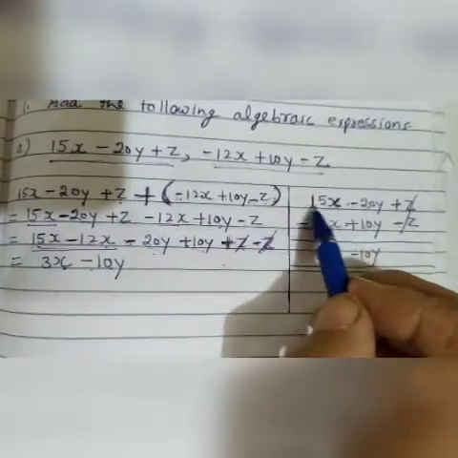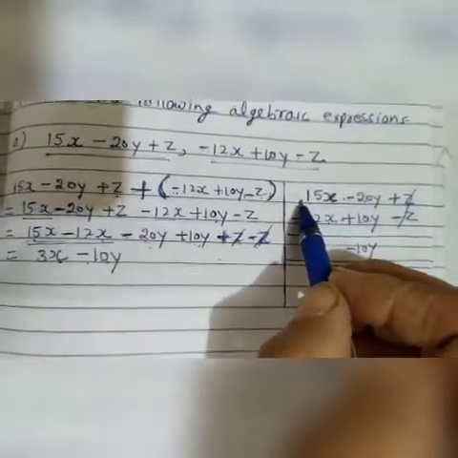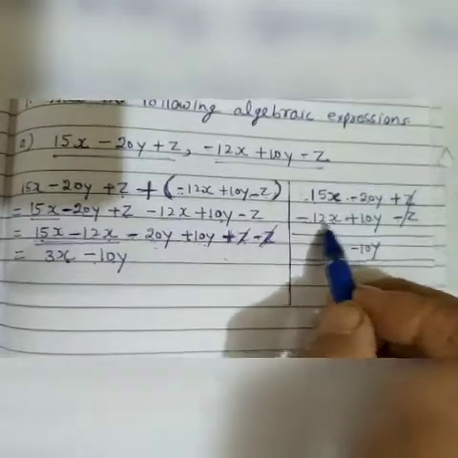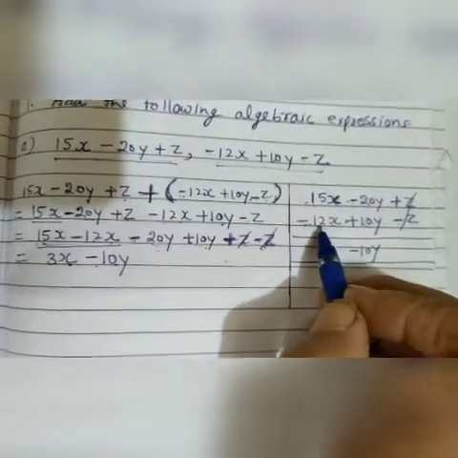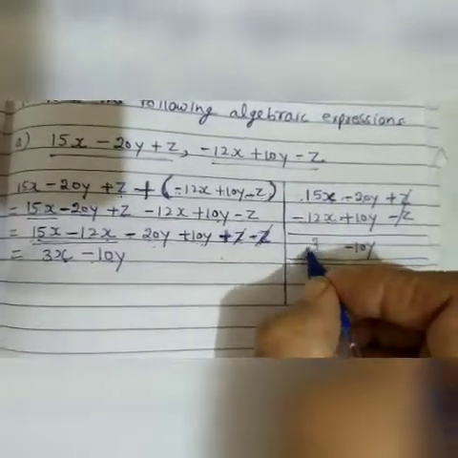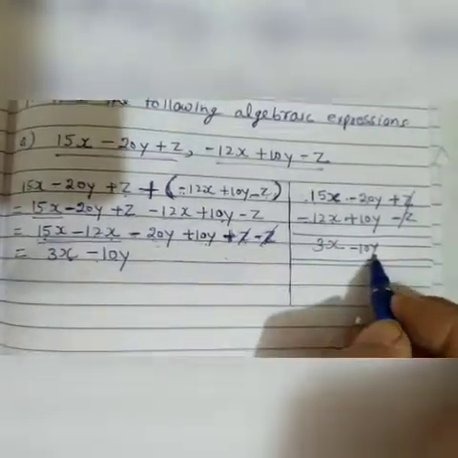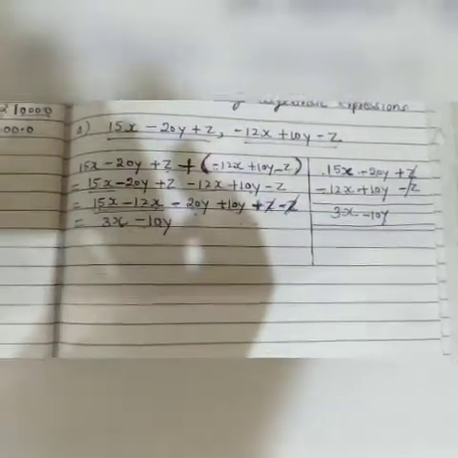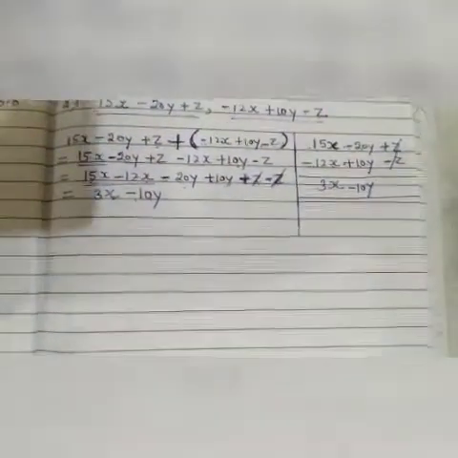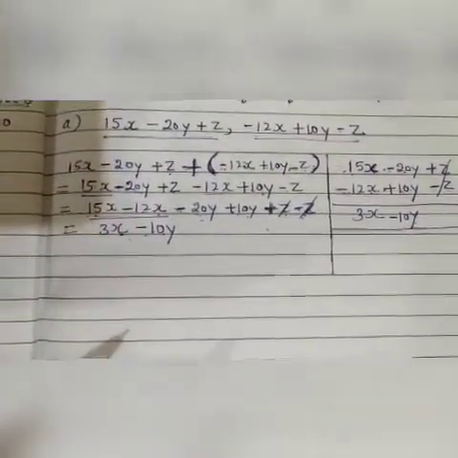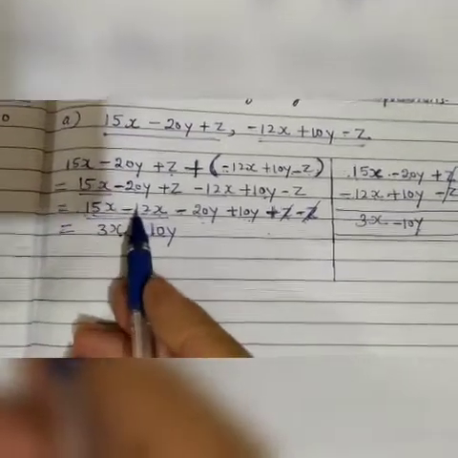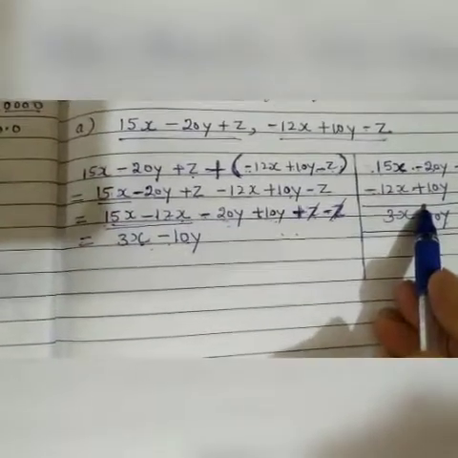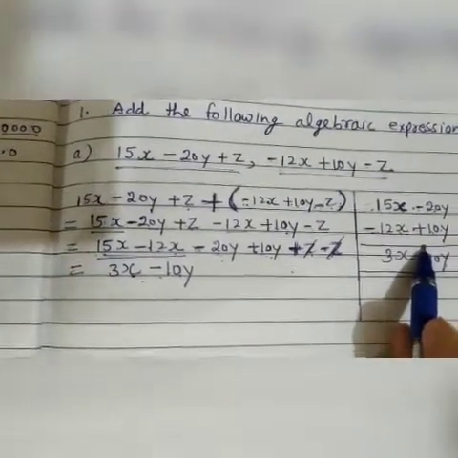Students, if in the starting there is no sign as here, then it is considered a plus sign. So this is plus 15x, this is minus 12x. We will subtract this 12 from 15. We will get plus 3x. The answer is 3x minus 10y. Same answer. You will get the same answer. And this is your choice which method you want to use. No compulsion that you have to use the row method or the column method. You can use the method which you feel is easy.